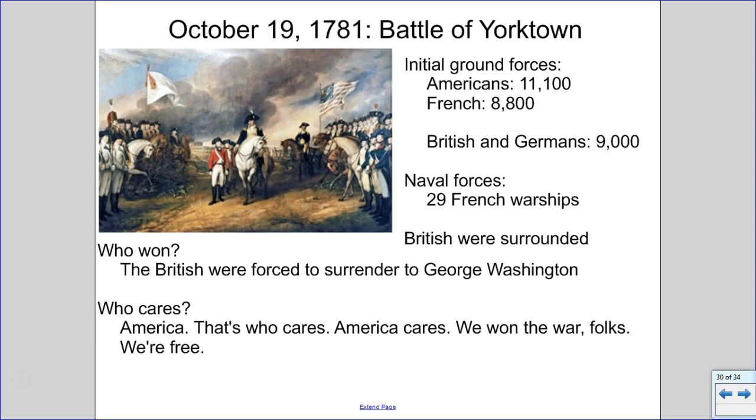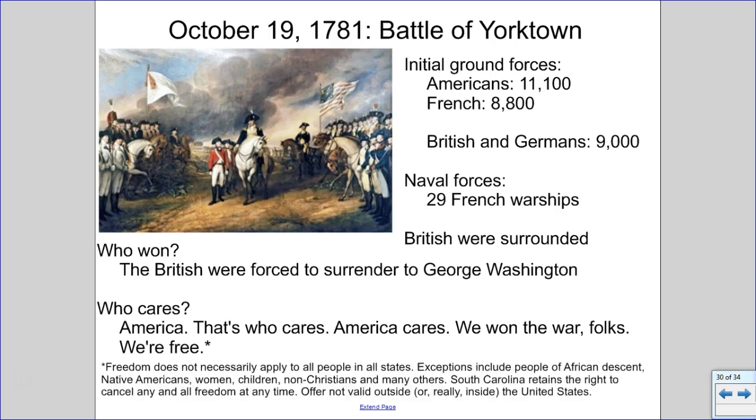Who won? Well, the British were forced to surrender their entire army to George Washington. When you surrender your entire army, you lose. You can't come back from that. That's a tough one to bounce back from. Well, who cares? America cares. That's who. This is the moment at which we won the war. With the British Army surrendering at Yorktown, the Americans had won the war. We were free. Well, mostly.